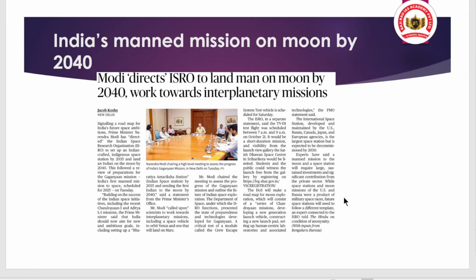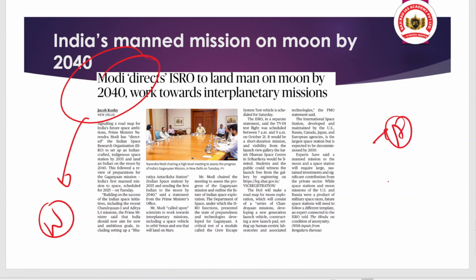So now we are coming to the last article, that is India's manned mission to the moon by 2040. We have launched Chandrayaan 3, Chandrayaan 2, Chandrayaan 1. Okay, we have also launched Aditya L1. We are now also planning to launch Sukriyaan. Okay, so various projects are in the pending state that will be handled in the coming times.